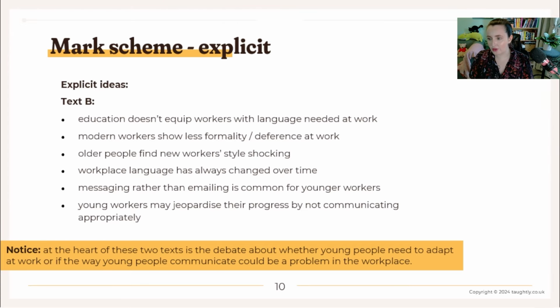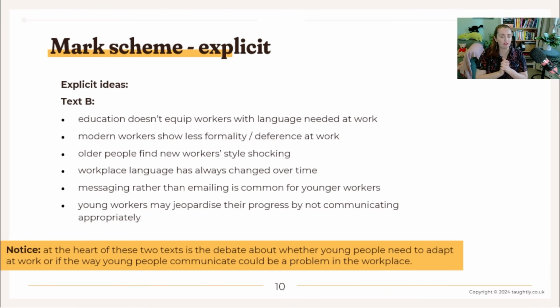But if we think about those two slides, the explicit arguments in text A and text B, basically the main thing that you are going to be writing about, giving your opinion about and evaluating is this debate. Whether young people need to adapt at work or if the way that young people communicate could actually be a problem. So do we need to change? Is it a problem? What could be the benefits? What advice do we need to give?